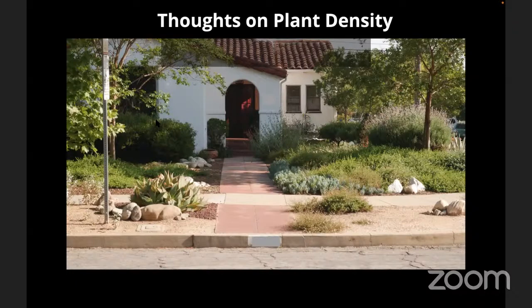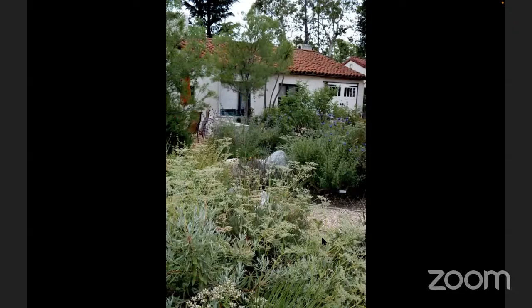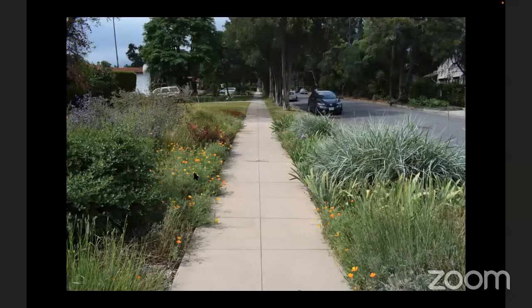So here's an example of a landscape that is kind of high plant density, but look, they leave this nice pathway through. You can tell that they've done some pruning to keep the pathway open. And then that's balanced by the higher density out in the landscape. That makes sense to me. Here is kind of very high plant density. Sometimes, you know, this would look a little bit less dense if it wasn't for all the California poppy wildflowers, which I'm sure reseed themselves every year.